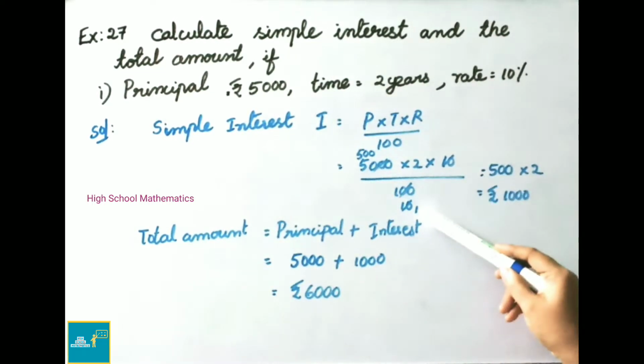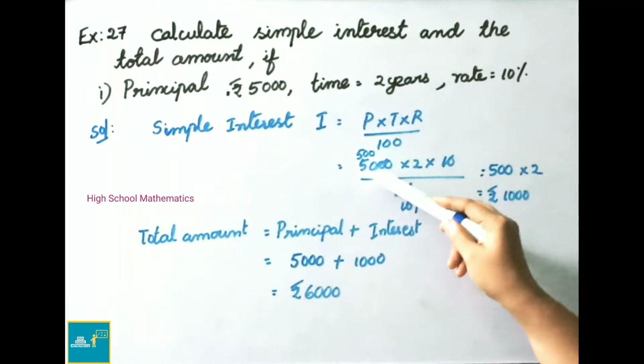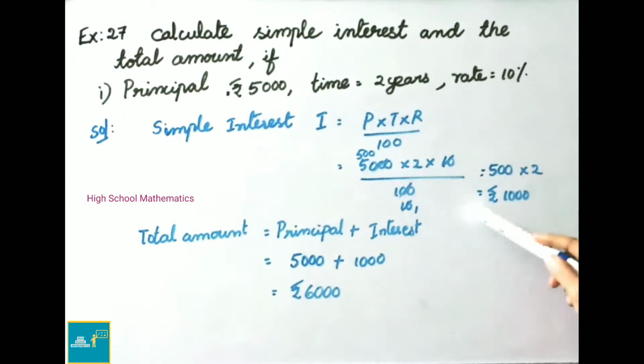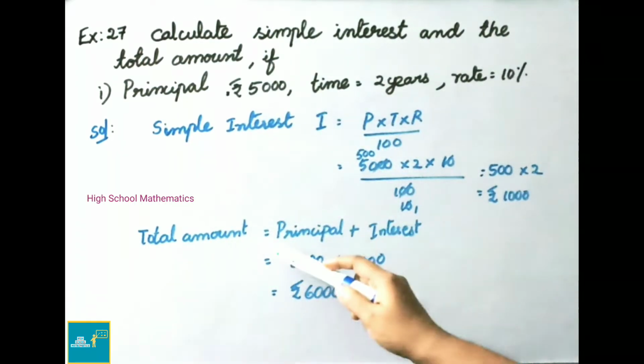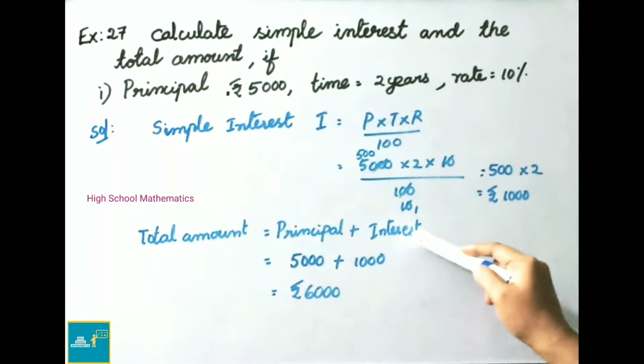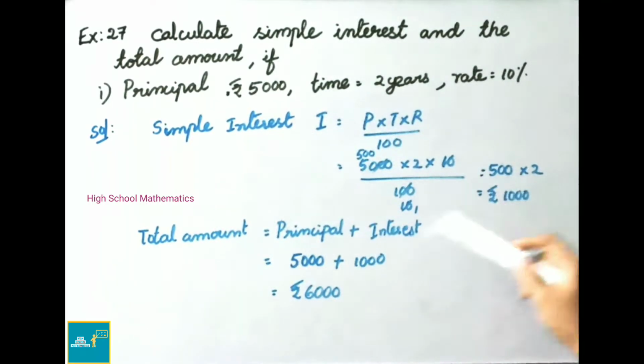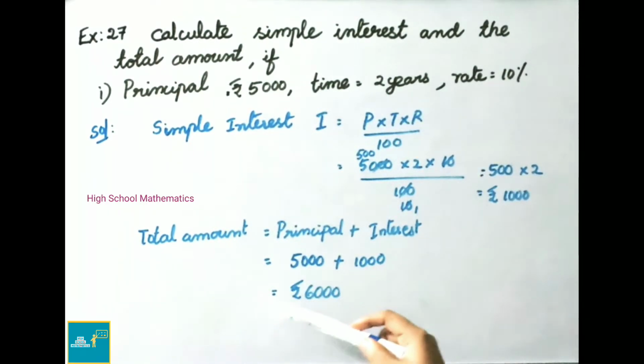10 ones are 10, 10 tens are 100. 10 ones are 10, 10 times 500 is 5000. That equals multiply numerator 500 into 2, that equals 1000 rupees. Therefore, simple interest is 1000 rupees. Here in our question, they ask us to find the total amount. That equals principal plus interest, that equals principal amount 5000 plus interest 1000 rupees, that equals total amount 6000 rupees.